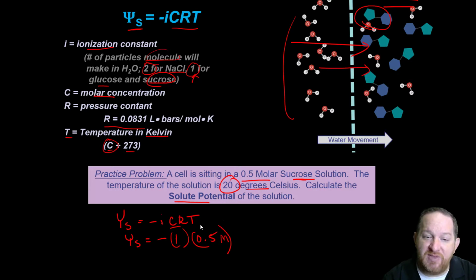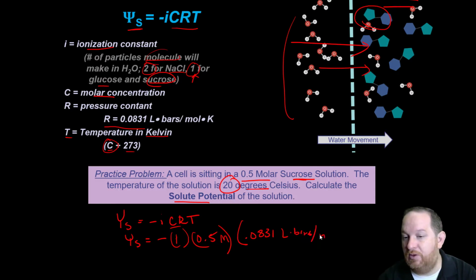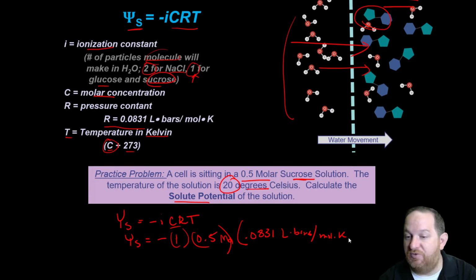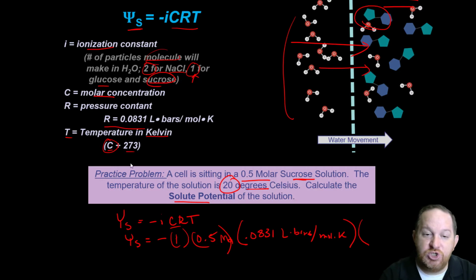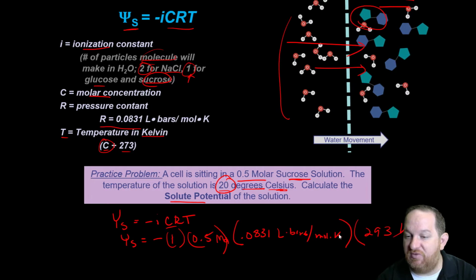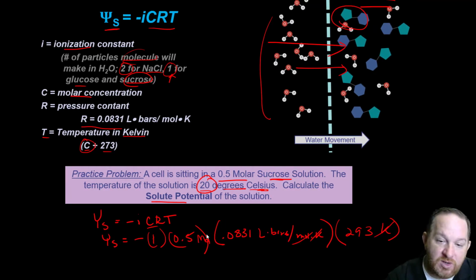Then we're going to multiply that times R, the pressure constant, 0.0831 liter bars per mole Kelvin. I should have written that out, moles there. And then we're going to multiply that by T, the temperature, 273 plus 20 degrees Celsius. Because we were given Celsius, it has to be in Kelvin. So we're going to add that and make that 293 Kelvin. Okay, so obviously the Kelvins are going to cancel. The moles are going to cancel.